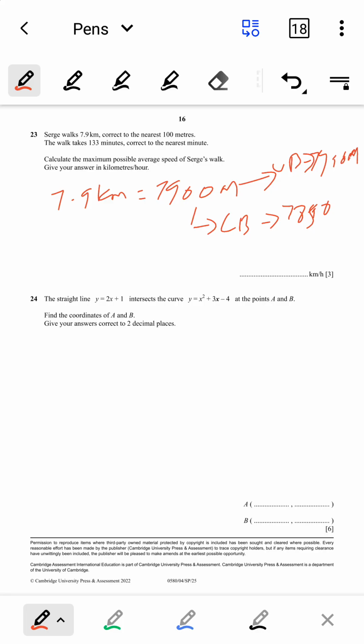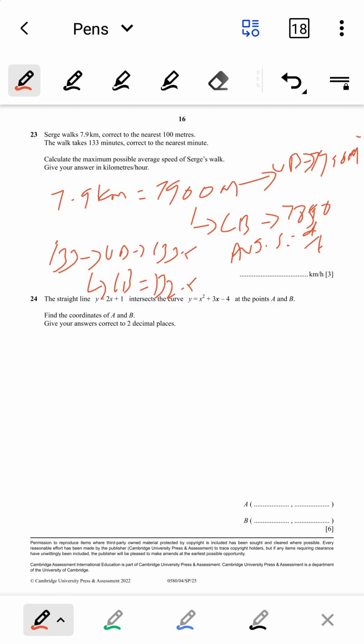Likewise, the time is also given, because average speed means distance divided by time. Here is the distance we took. The time is given to the nearest minute. 133 is a whole number, so half of the unit is 0.5. So the lower bound is 132.5 and the upper bound is 133.5.